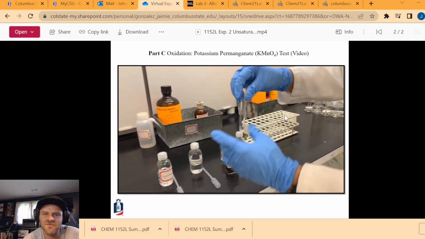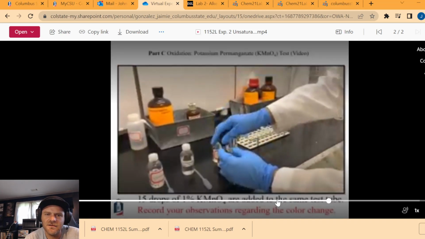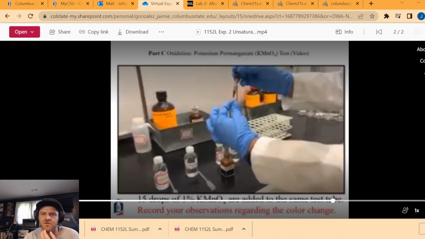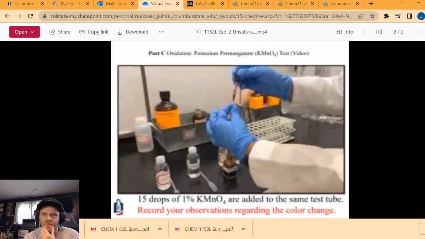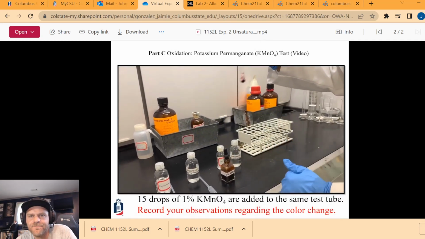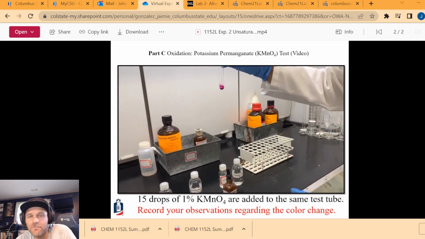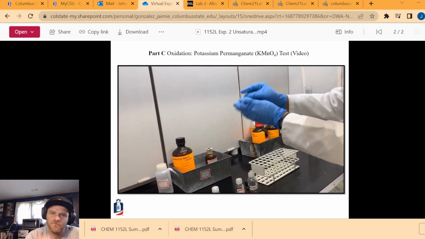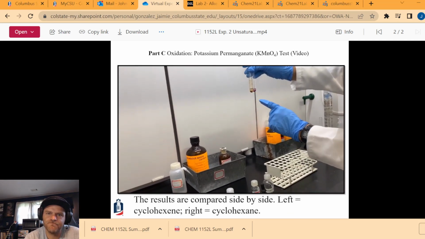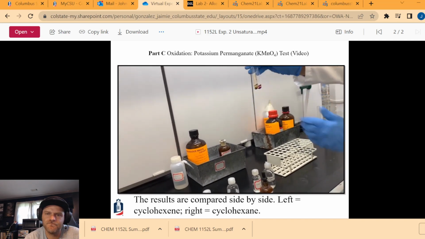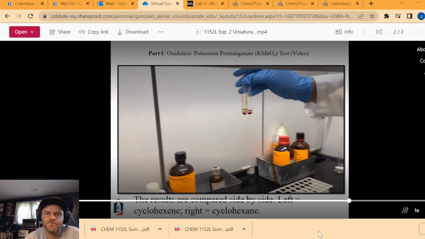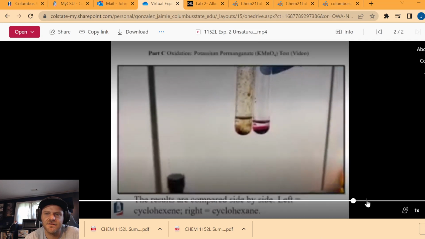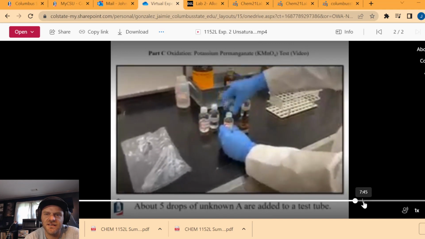All right, 5 drops of cyclohexane, 15 drops of the permanganate. Oh, sorry. And that's a very bright purple, violet purple. So no reaction occurred there. Left cyclohexene, right cyclohexane. All right, so now she's going to test the unknown.